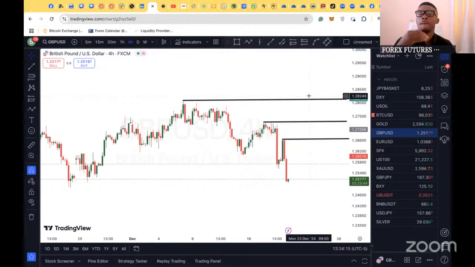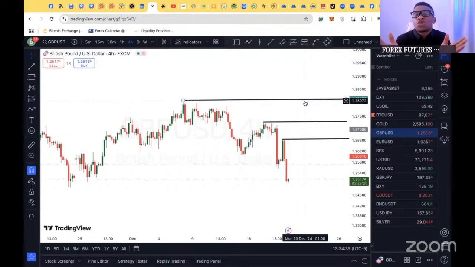GBP USD. Potential turning point 1, this place, 1.2661. Potential turning point 2, this place, 1.2727. Potential turning point 3, this place, 1.2811. So when we mark this on H4, we don't have any problem, nothing to worry about.